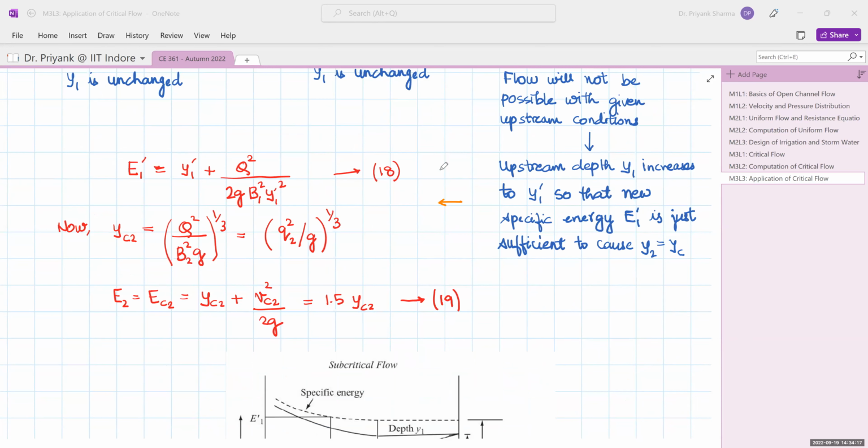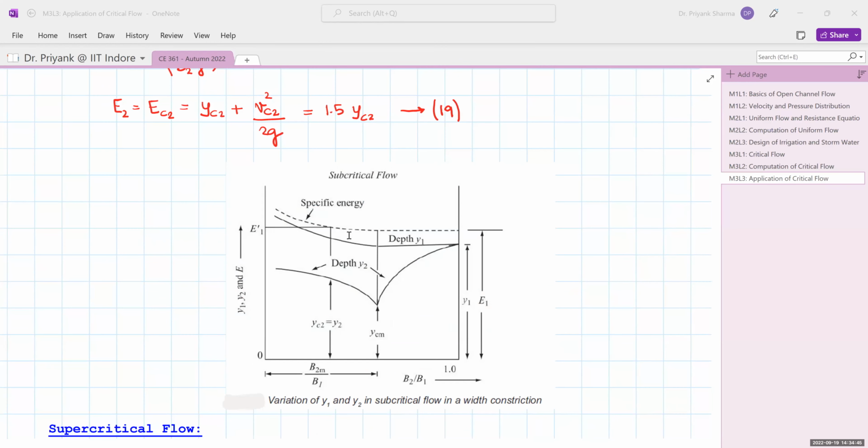So looking at the equation, the new specific energy would be E1 dash, that is Y1 dash plus Q square upon 2G B1 square into Y1 dash square, and the critical depth at section 2, YC2, is equal to small q square, Q2 square upon G, raised to 1 by 3, and the specific energy is 1.5 times YC2. Okay, so graphically let us look at what changes we can visualize.